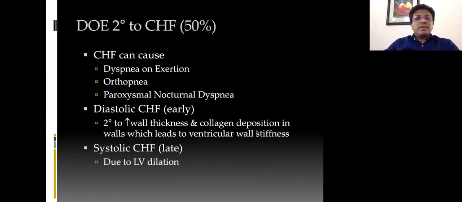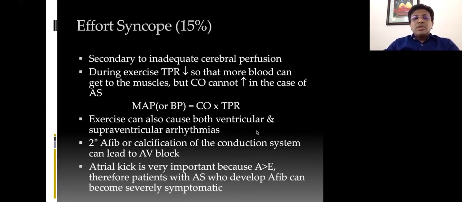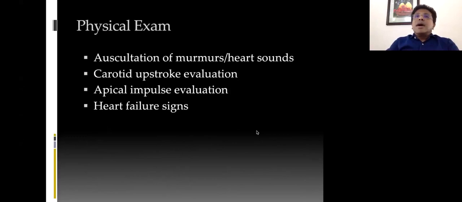So what are the findings? The important findings on clinical examination would be low volume pulse. The typical pulse in aortic stenosis is a low volume, slow rising pulse. Pulsus parvus et tardus is the name given to it, when you feel the pulse is of low volume.